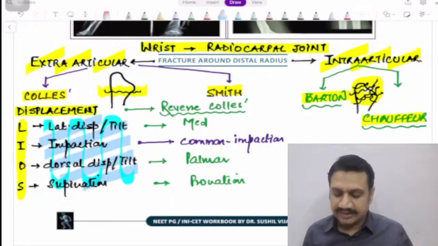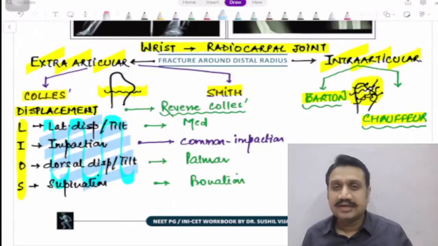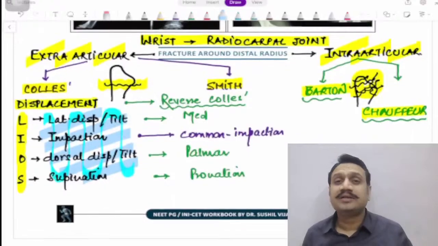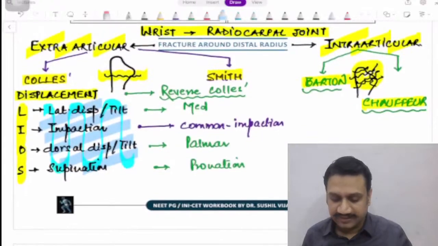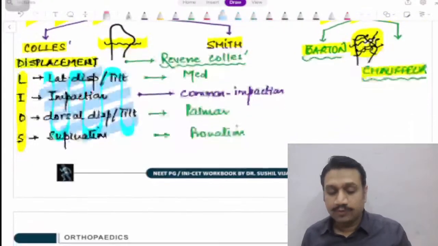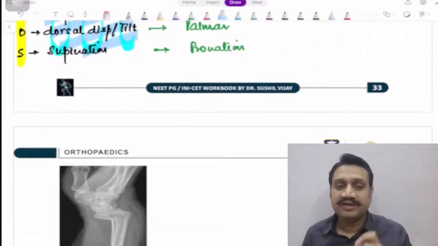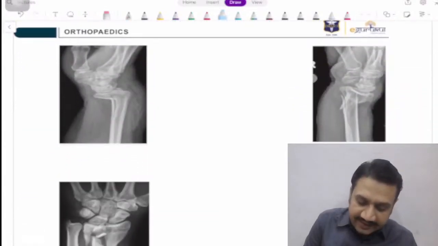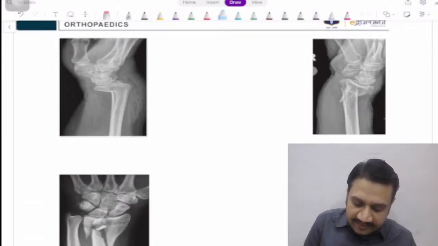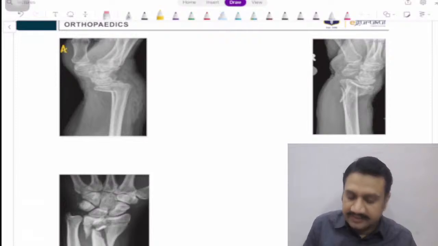Okay, so Colles and Smith. How are the deformities seen in Colles and Smith? How to make a difference? Now look at these X-rays. I want everyone to mark it very correctly. In X-ray A, you can see the distal fragment towards the shadow of the thumb. So this has to be Smith.